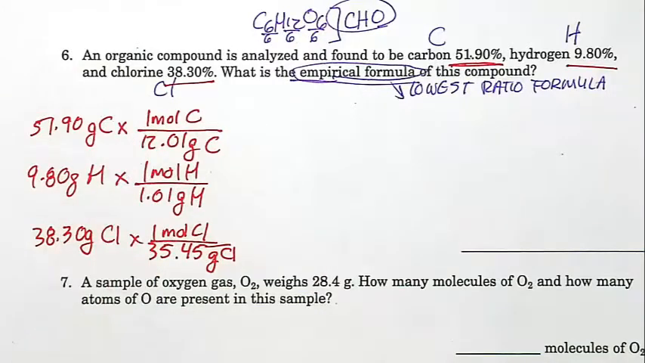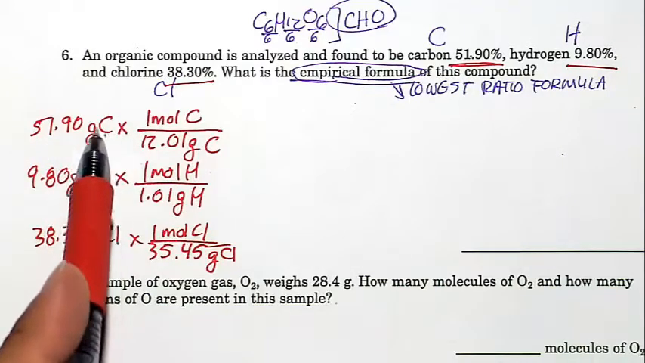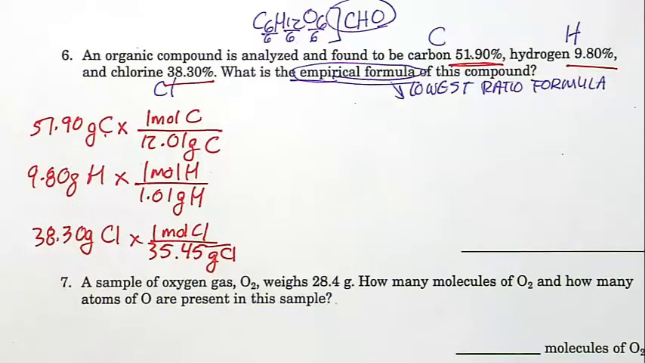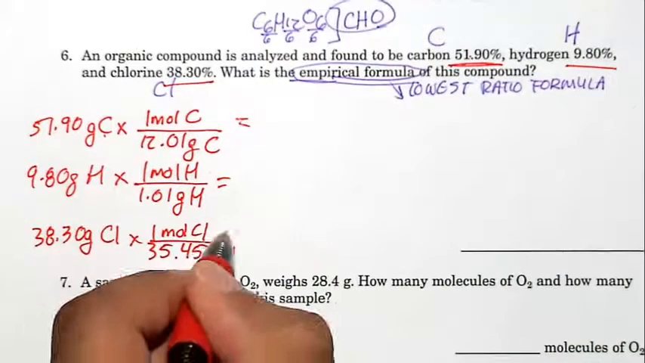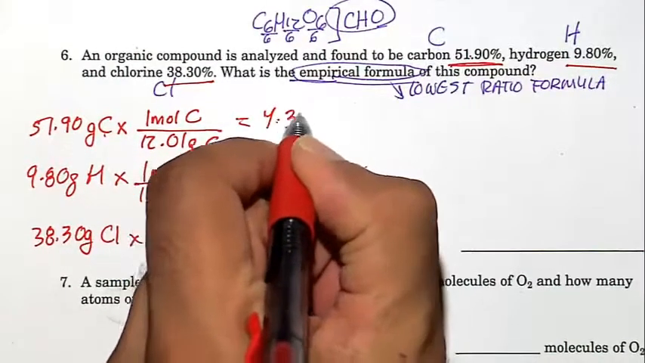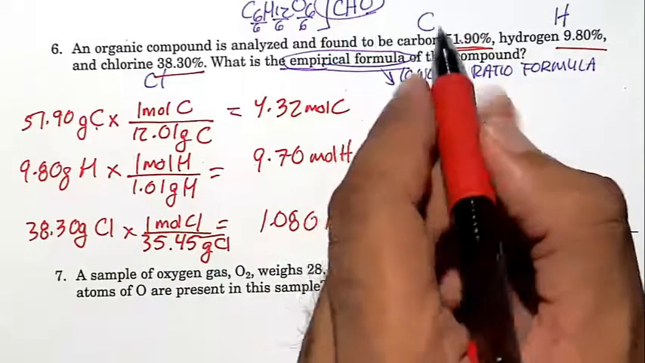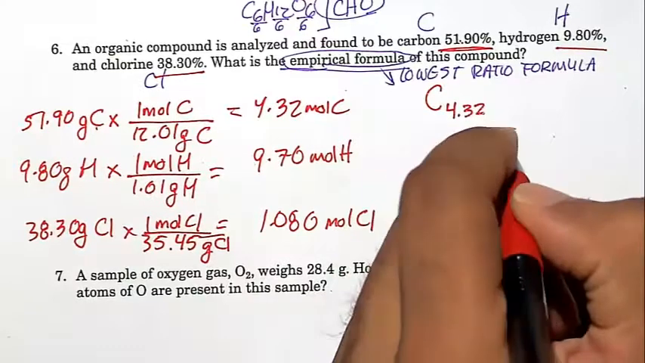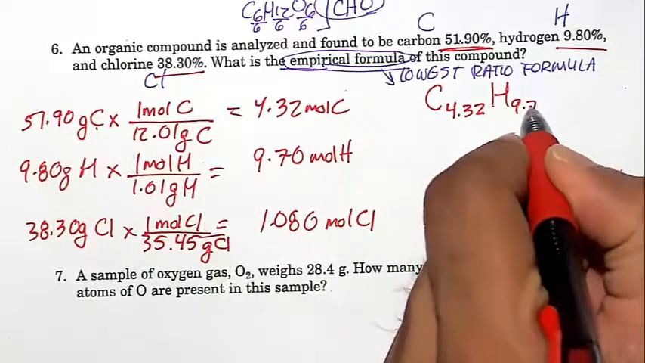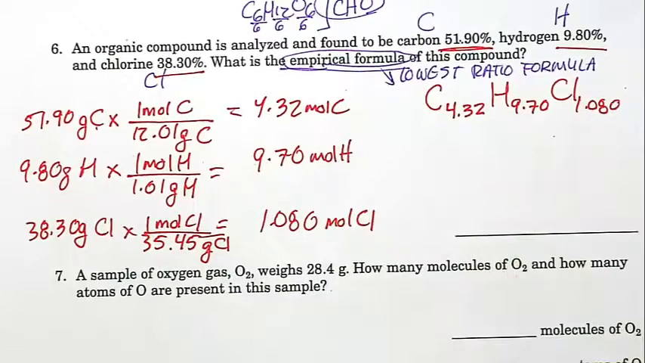If all these things add up to 100%, then I'll say I have 100 grams of it. And out of that total 100 grams, I have 51.90 grams of C, 9.80 grams of H, and 38.30 grams of Cl. So let's convert this to moles. It's always safe, and if you're stuck on a problem, just go ahead and convert it to moles and see what you get and see where to go from there. So converting these to moles, I have 4.32 moles of carbon, 9.70 moles of hydrogen, and 1.080 moles of chlorine. So let's look at our chemical formula. It has C with 4.32 moles, H with 9.70 moles, and Cl with 1.080 moles.